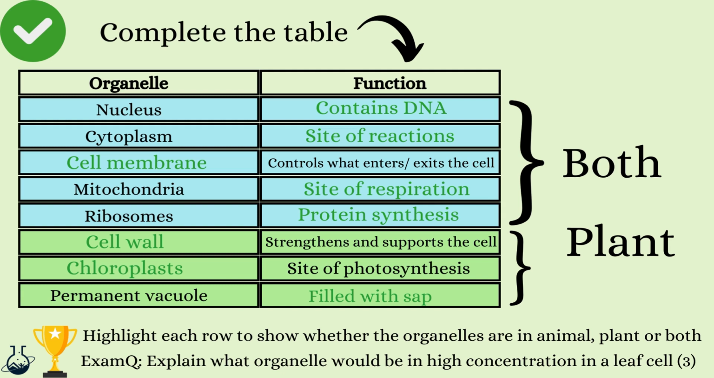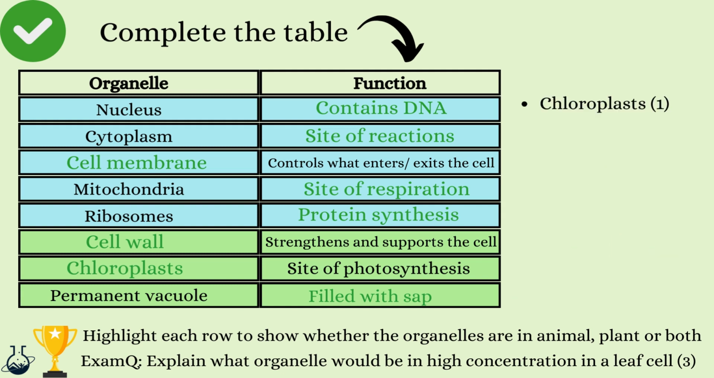Part 2 was an exam question to explain which organelle would be in a high concentration in a leaf cell. Worth 3 marks, so 3 points need to be made. So mark 1 would come from saying which organelle. In this case, it is the chloroplasts for 1 mark.